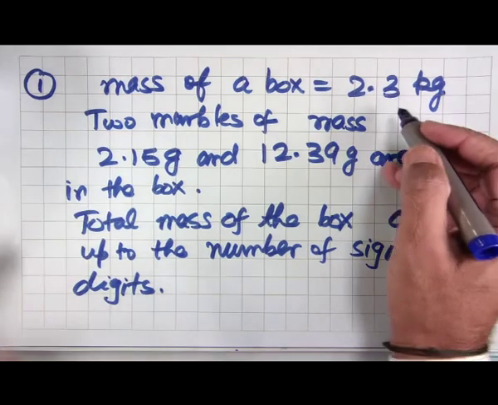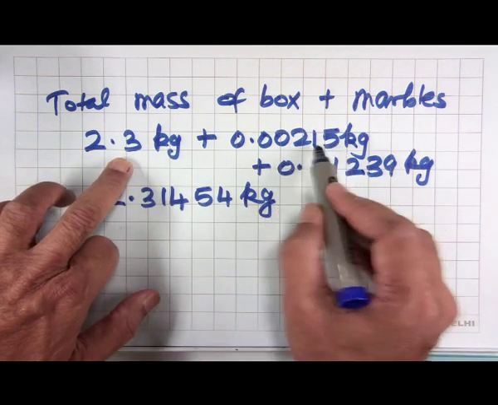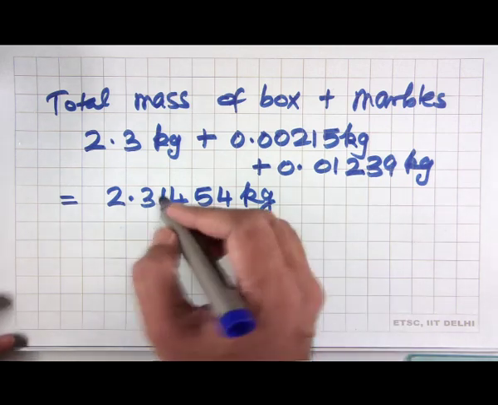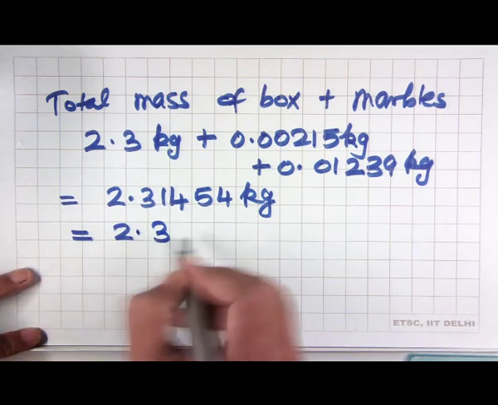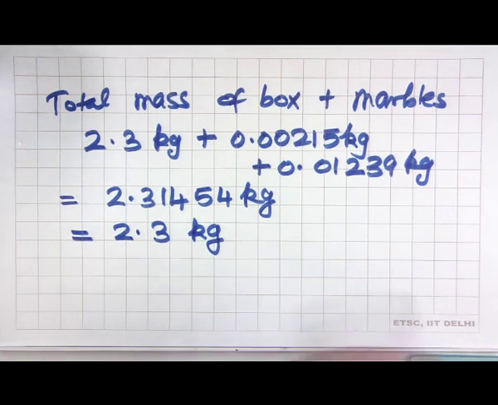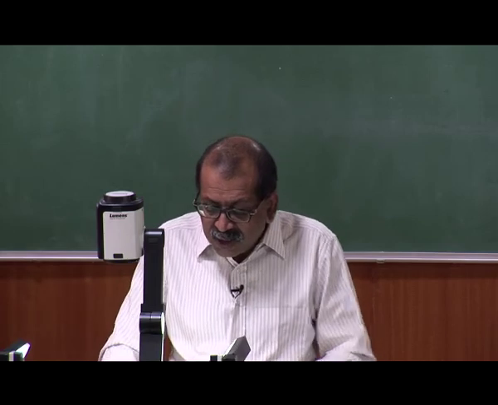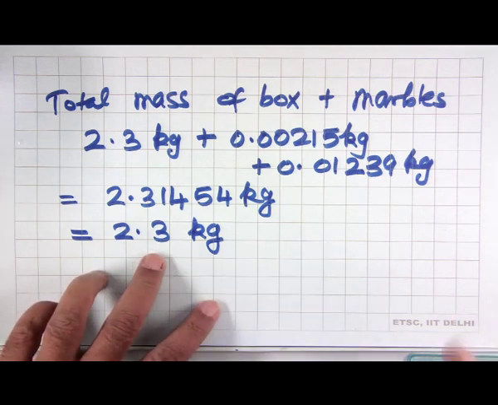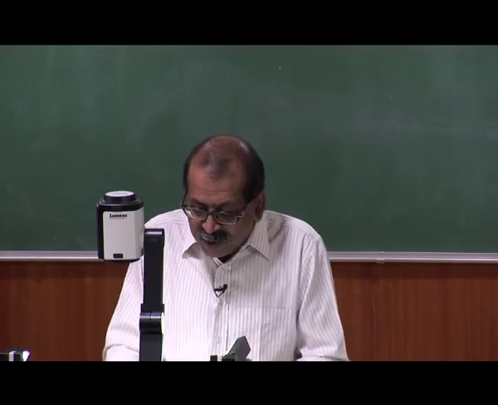Here what we see is the first quantity which we have added, 2.3 kgs, is given up to 1 decimal place, whereas the other quantities are going up to 5 decimal places. So, we have to round our answer to the first decimal place. So, this is 2.314. In terms of significant digits, we will write the answer as 2.3 kgs, which looks wrong, because the box itself was 2.3 kgs, you have added 2 marbles, but the answer has not changed. The reason is that the mass of the box was given correct up to 100 grams, 0.1 kgs, and both these marbles are much less than 100 grams, and even their total mass when you add them up is less than 100 grams. So, this does not affect the answer.